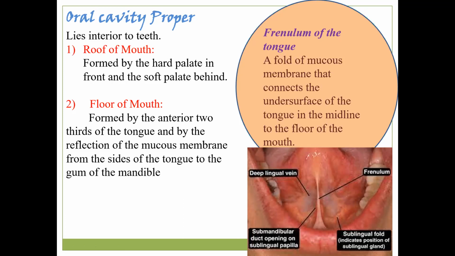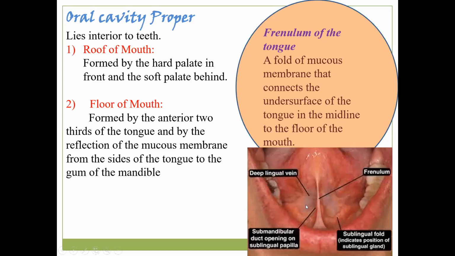And the floor of the mouth is formed by the anterior two-thirds of the tongue and by the reflection of the mucous membrane from the sides of the tongue to the gum of the mandible. So, in this picture, you can see some parts of the floor of the tongue.